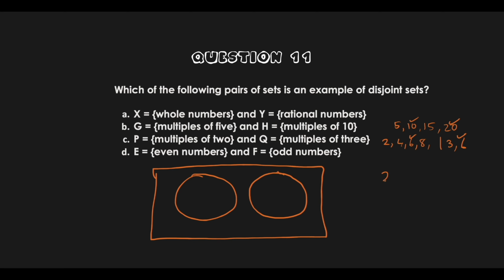There are no even numbers that are considered to be odd numbers, because they're going to miss each other every single time. Okay, so these here, I just drew a random reference. As you can see, they don't share anything in common. So therefore, the answer has to be this.